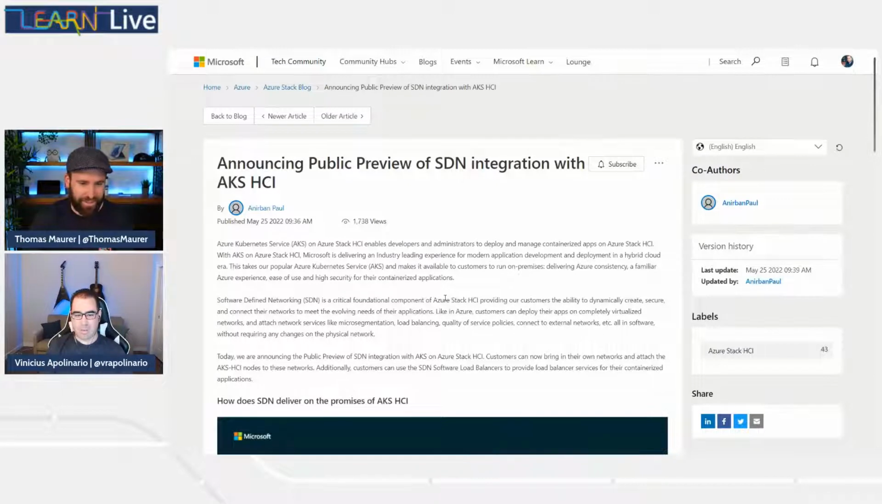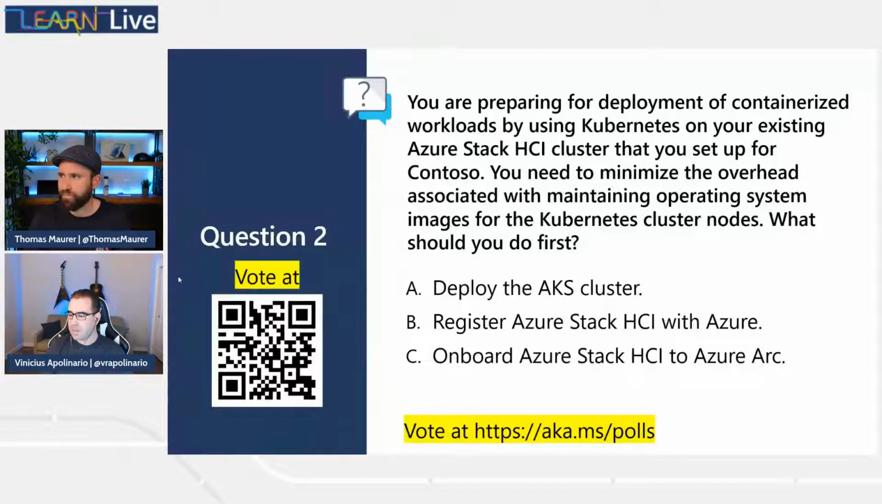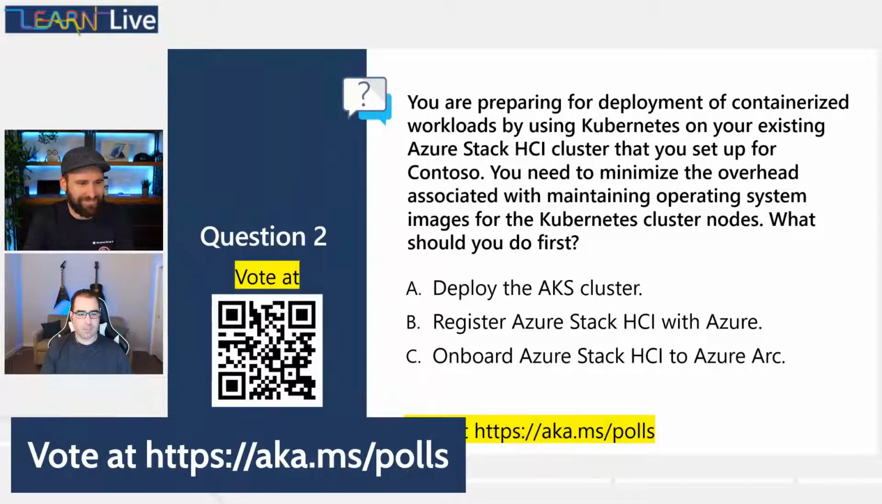Cool. So let's switch to my screen so we can do the knowledge check. The next question is, you're preparing for deployment of containerized workloads by using Kubernetes on your existing Azure Stack HCI cluster that you set up for Contoso. You need to minimize the overhead associated with maintaining operating system images for Kubernetes cluster nodes. What should you do first? I'm going to give it a second so you can vote.